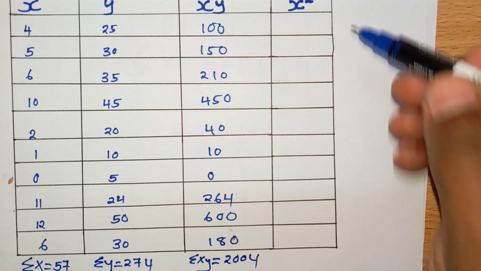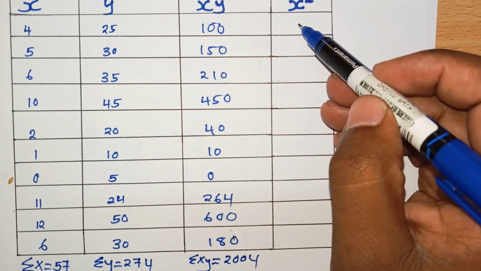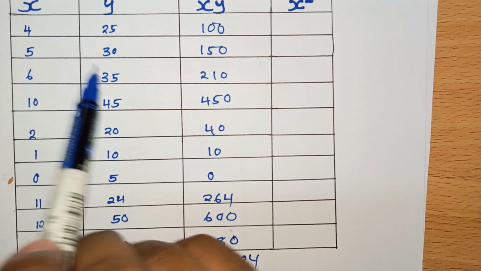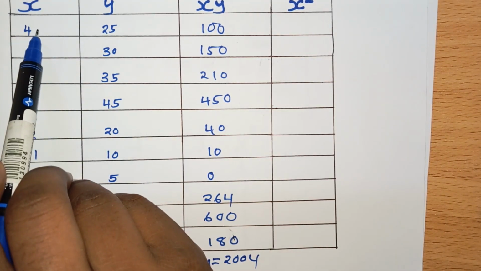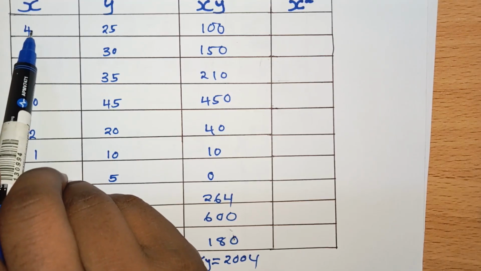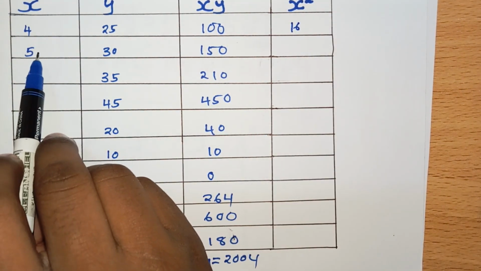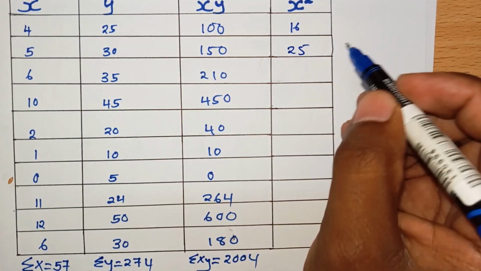2004. And the last column is for x squared, meaning you are supposed to take these values of x and then square them. So here it is just the same as taking 4 multiplied by 4, which will give you 16. 5 squared, or 5 times 5, gives you 25.